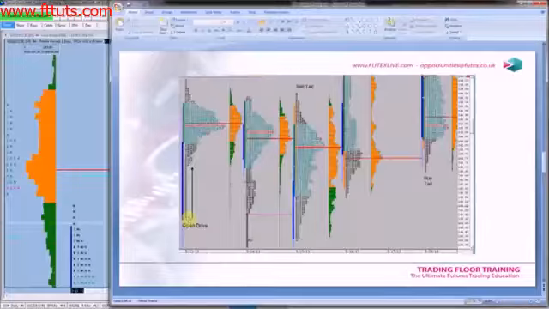However, recent statistics have proven that this only happens 20% of the time, where we open drive higher and buyers stay in control for the whole day. But our pure auction theory is that on a pure open drive, they should.